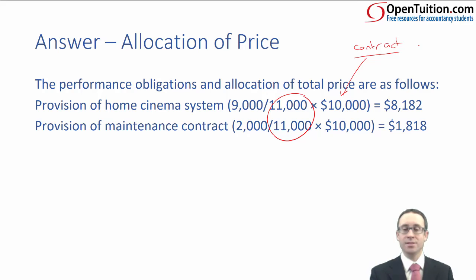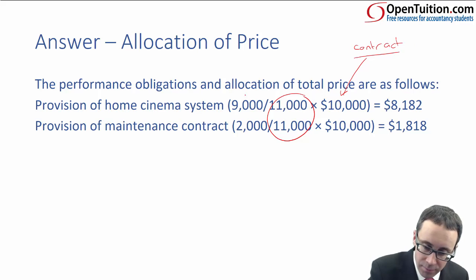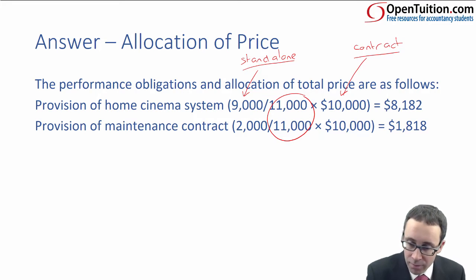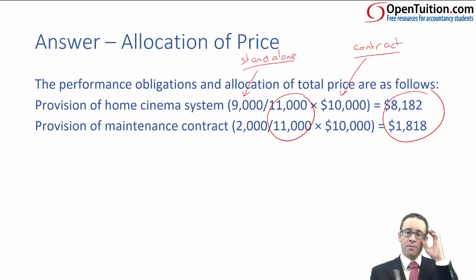is 10, isn't it? And if you do 9,000, which is the standalone price of the entertainment system, and the standalone price of 2 of the repairs and maintenance, then 9/11 of 10 is 8,182, and 2/11 of the 10 is 1,818. You can always double check just to make sure. If you were to add them up, the 8,182 and the 1,818 should come back to the total price within the contract.